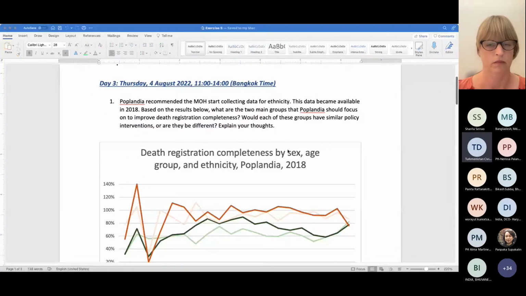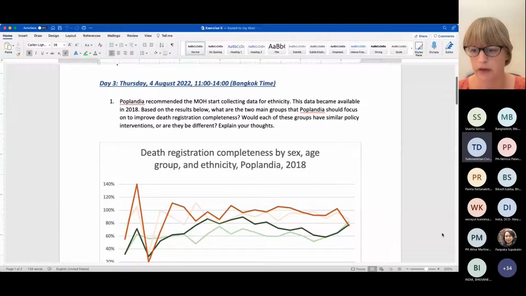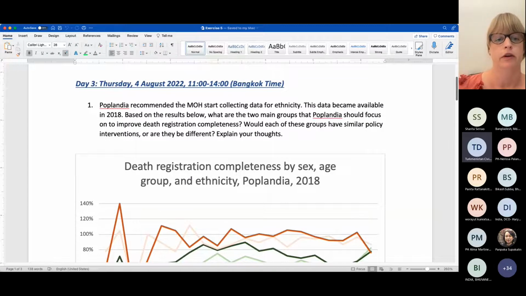So let me share my Word document. Okay, so let me see if I can zoom in a little bit more. I know it's hard to see when I'm sharing my screen. Okay, so exercise 5, we're going to read question 1 together.